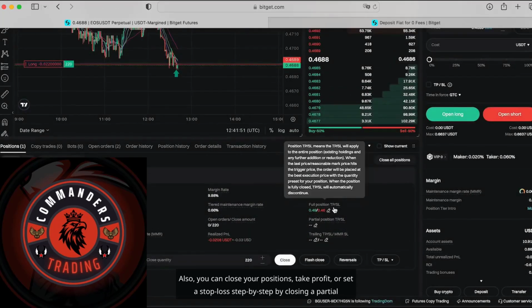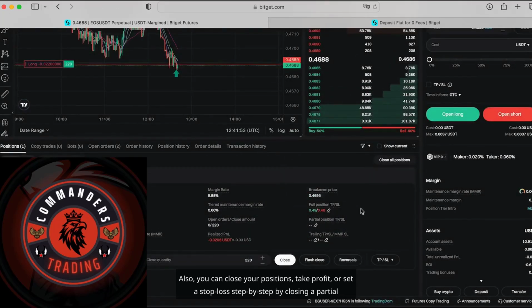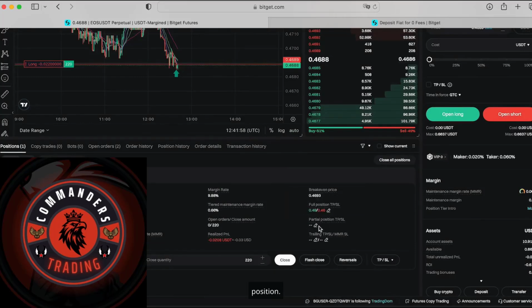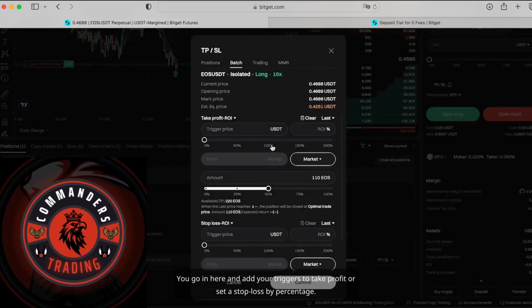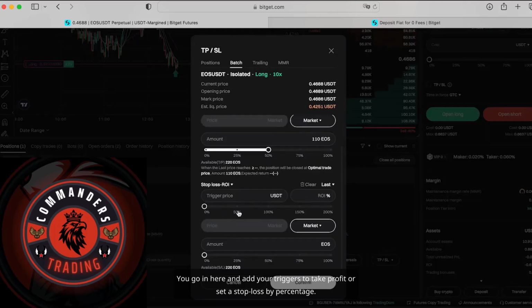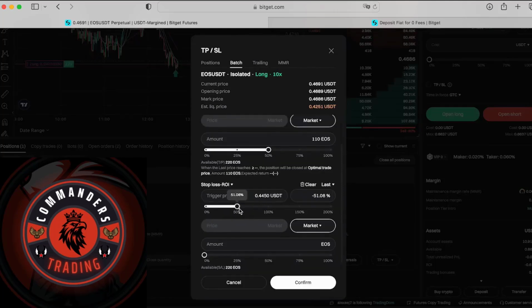Confirm it. Also, you can close your positions, take profit, or set a stop loss step by step by closing a partial position. You go in here and add your triggers to take profit or set a stop loss by percentage. You can choose what portion of your position to close at a specific level.